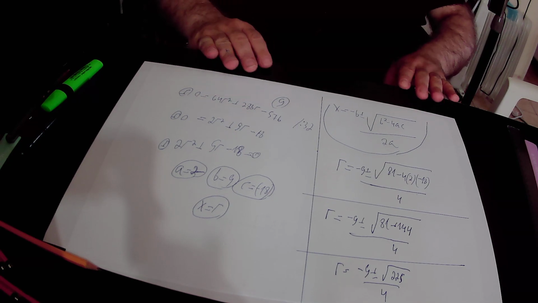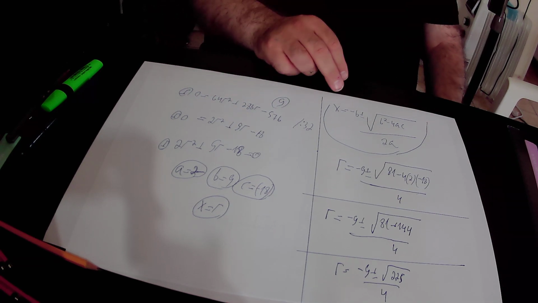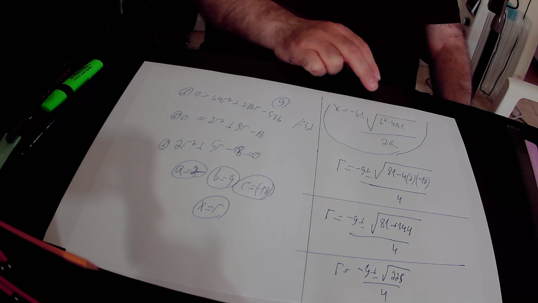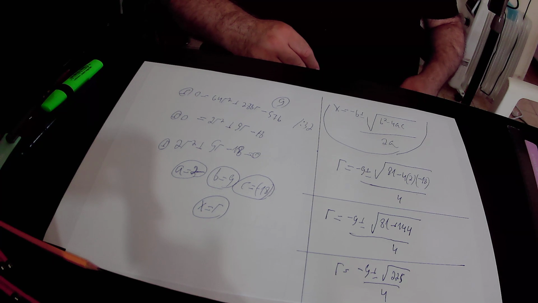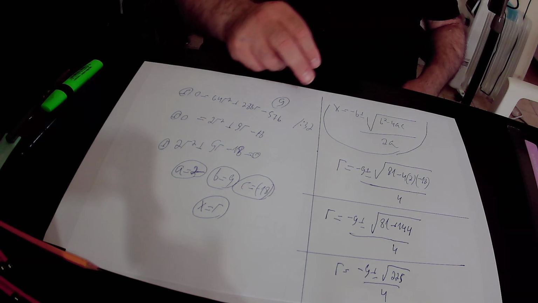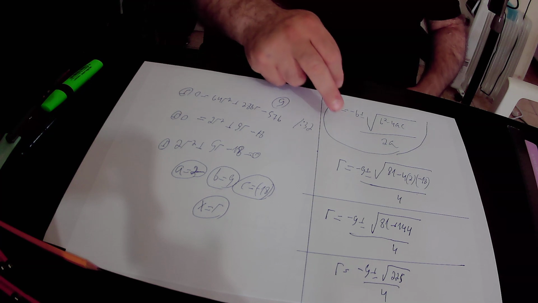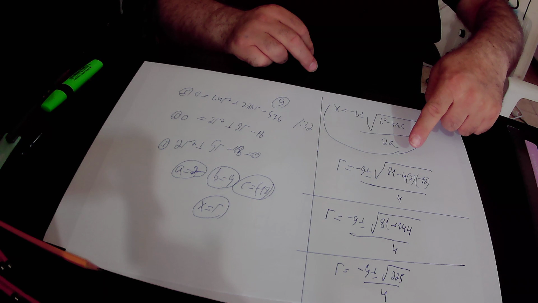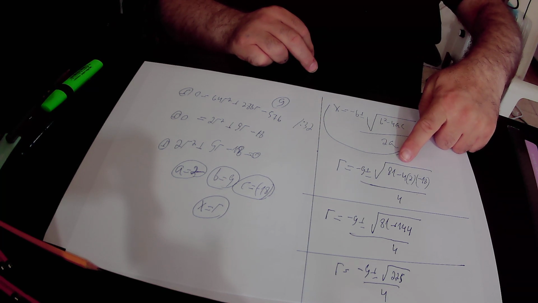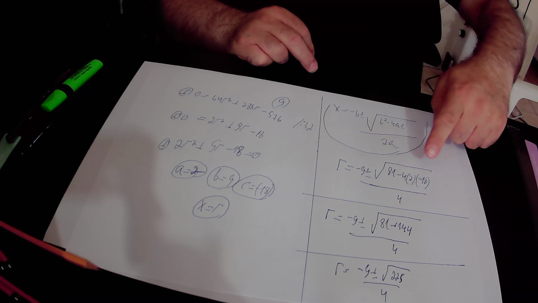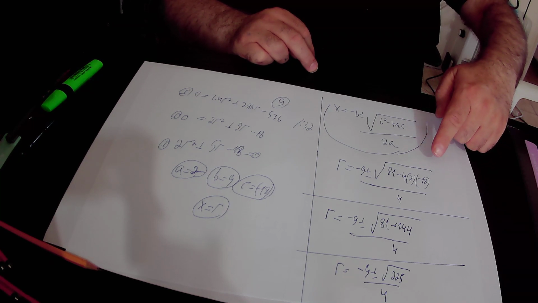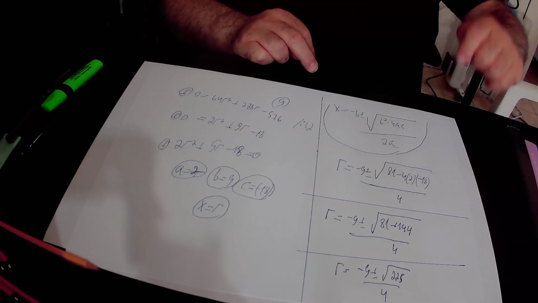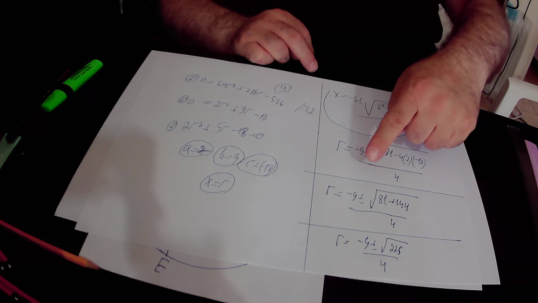The general formula for solving a quadratic equation is x equals minus b plus minus the square root of b squared minus 4ac, all over 2a. Here x equals r, so we substitute x by r, and we get r equals minus b, which is minus 9, plus minus the square root of b squared. b equals 9, so b squared is 81, minus 4 times a, which is 2, times c, which is minus 18, over 2a. A is 2, so 2 times 2 is 4.